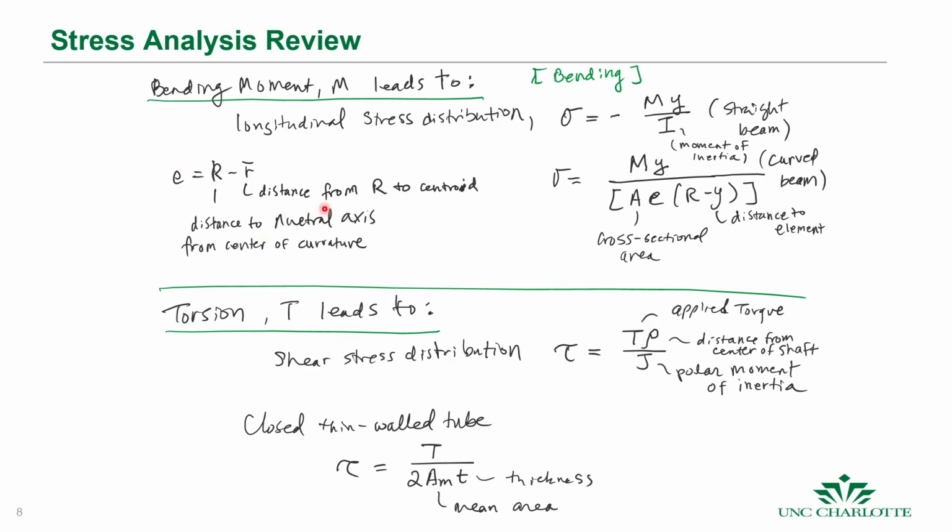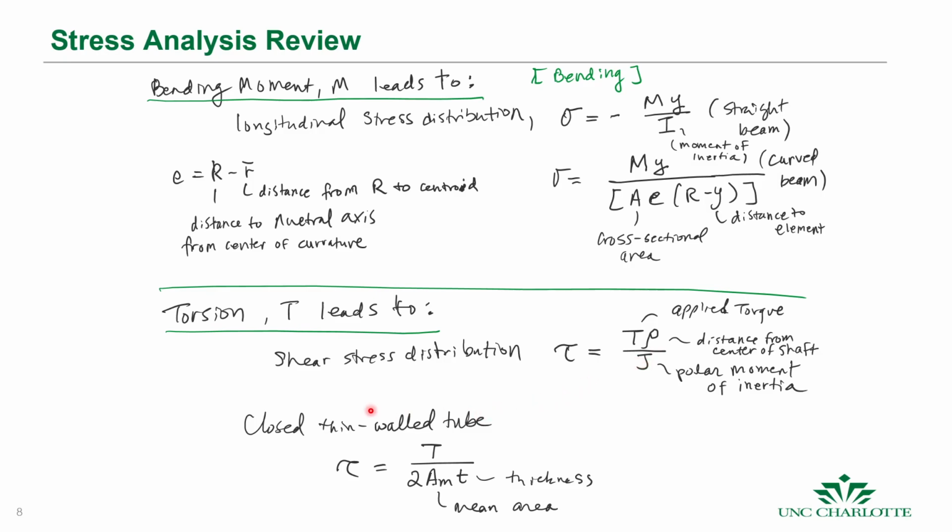And then the fourth loading condition that we get is when we have an applied torque. Then we get a torsional stress, which is a shear stress in a material. And that is proportional to the applied load and the distance from the center of the shaft divided by the polar moment of inertia, which is the distribution of the area from the center of that shaft. And it's a measure of its resistance to torsion.